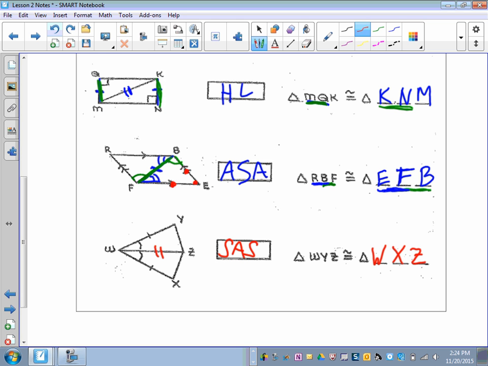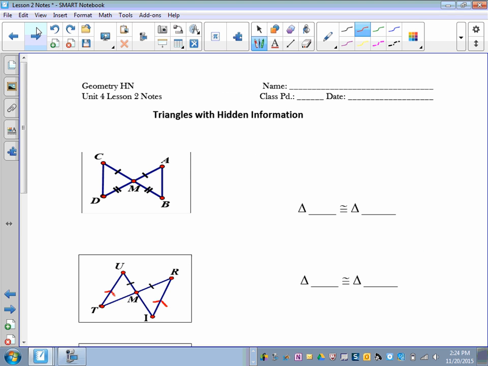All right, next side. Again, the more practice you have with this, the quicker it comes. You start to get used to what these different methods look like.